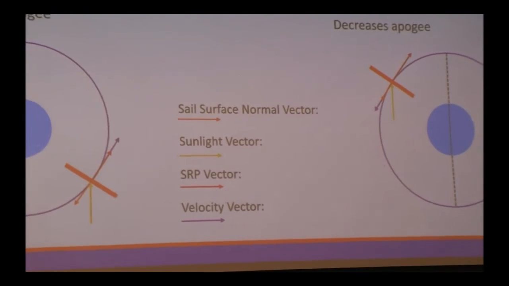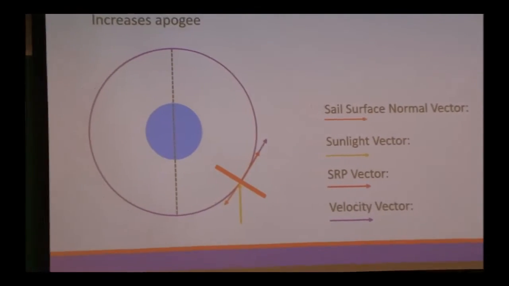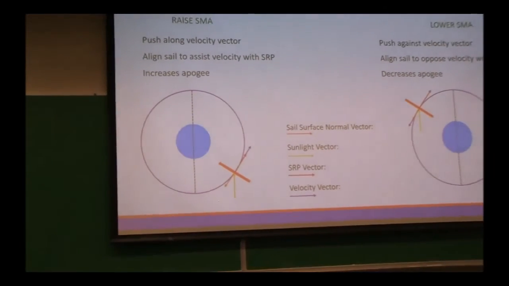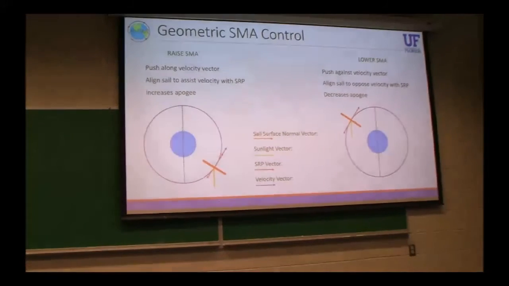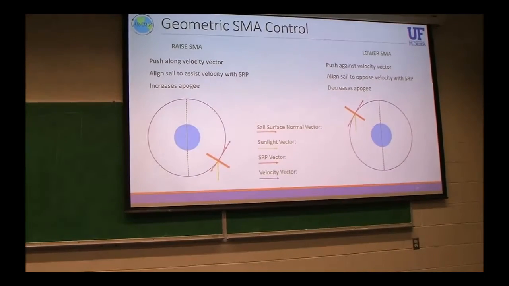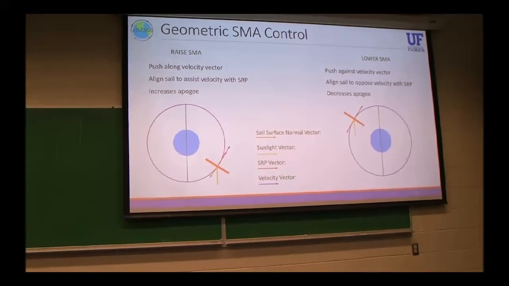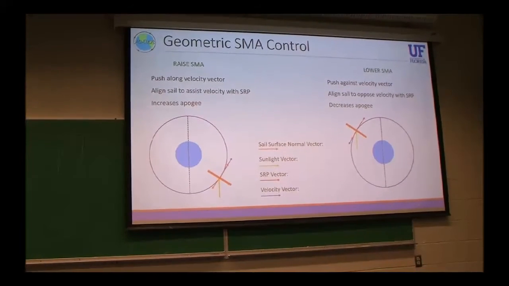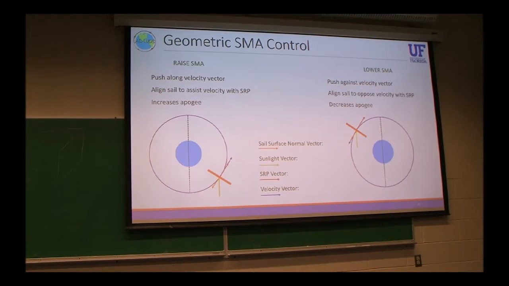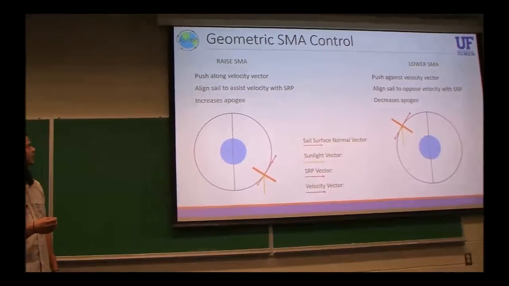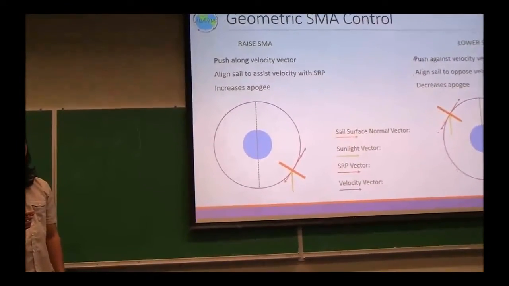So I'm going to talk to you guys about control of a satellite's orbit using SRP. One of the cool things we could do with solar radiation pressure. So let's see here. Does anyone know what happens to a satellite's semi-major axis if we were to increase the velocity? What's that? It increases the semi-major axis? Yes. And why does it do that?